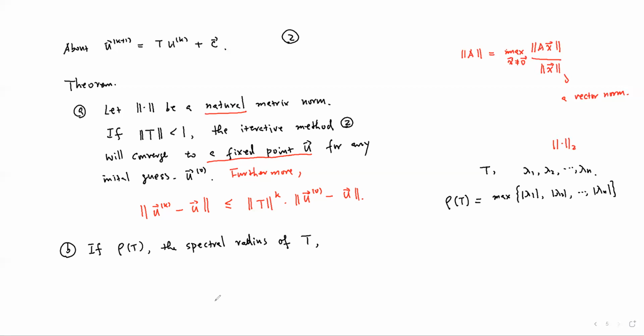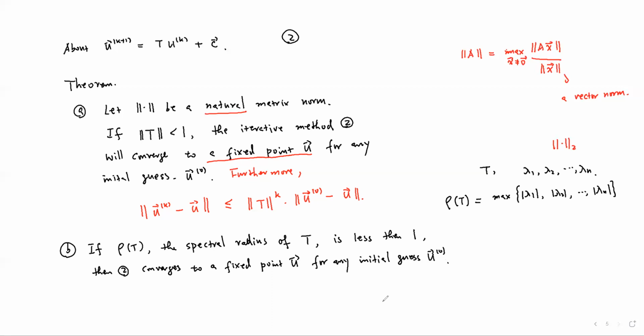If rho of T is less than 1, then this iterative scheme is guaranteed to converge to a fixed point u. This u may not be the solution of the linear system. It converges for any initial guess, u0.